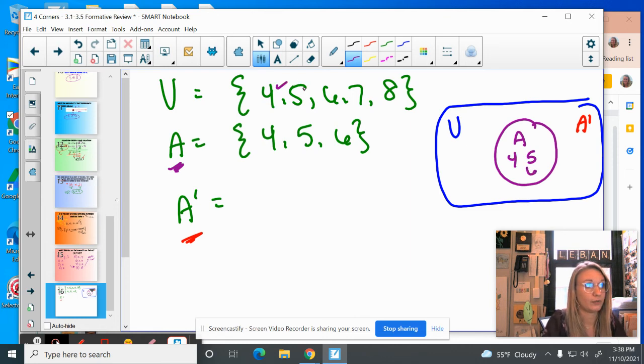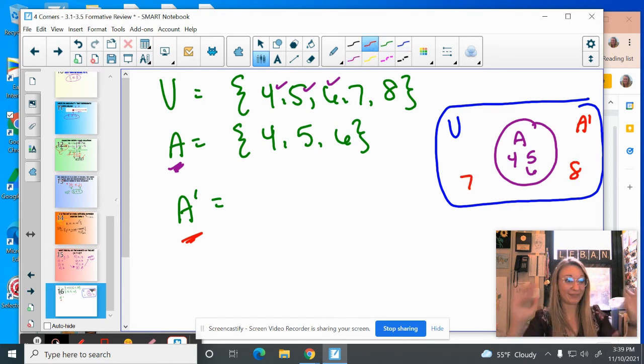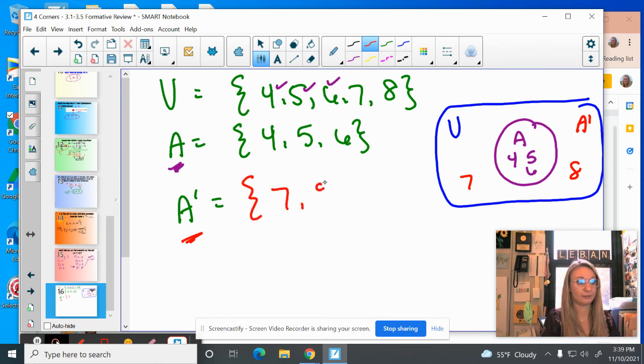Okay, so we got 4, 5, and 6. Basically, anything left over, that's 7 and 8, those are just floating out there. That's the complement of set A because it's not part of that. So all you would tell me is 7 and 8.